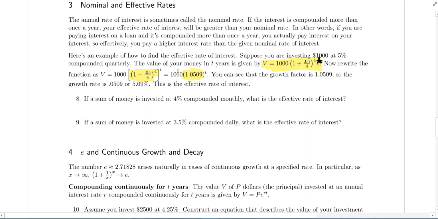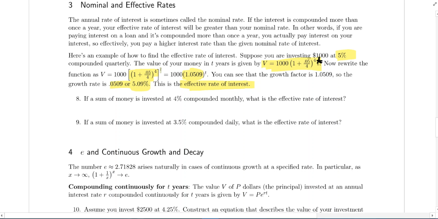So the growth factor, this looks like y equals c times a to the x. So this is your growth factor, 1.0509, which makes the growth rate 0.0509 or 5.09%. This is the effective rate of interest, 5.09%. You see how it's slightly higher than what they say that the interest is, 5%? Okay? So that's how you find it.